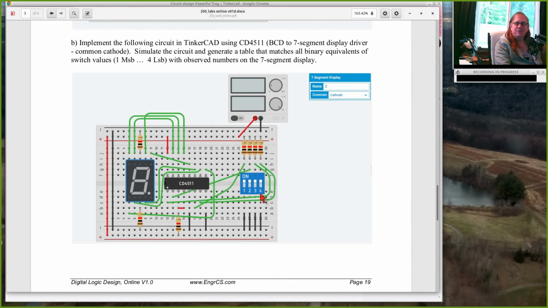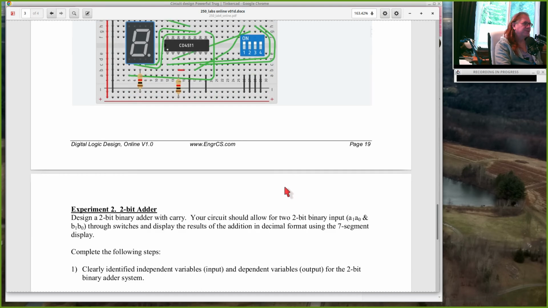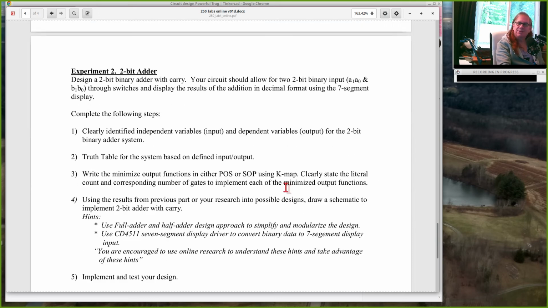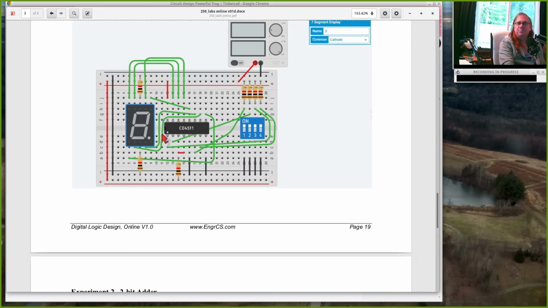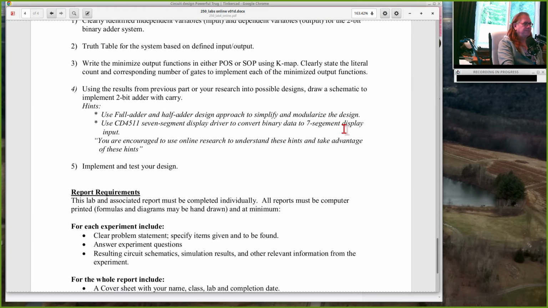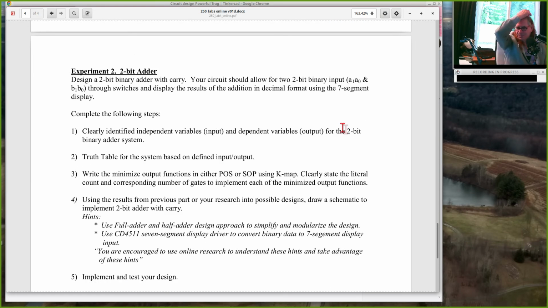So that's kind of a warm-up for the next experiment, which is your 2-bit adder. And your goal here is to build a circuit that can take 2 2-bit numbers, add them, and then show you on this display what the sum is. So if you set all your inputs to be 0 plus 0, your output will be 0. If you set your input to be 3 plus 3, your output should show a 6. If you do 2 plus 3, your output should show a 5, and so on. Alright, got the goal in mind?